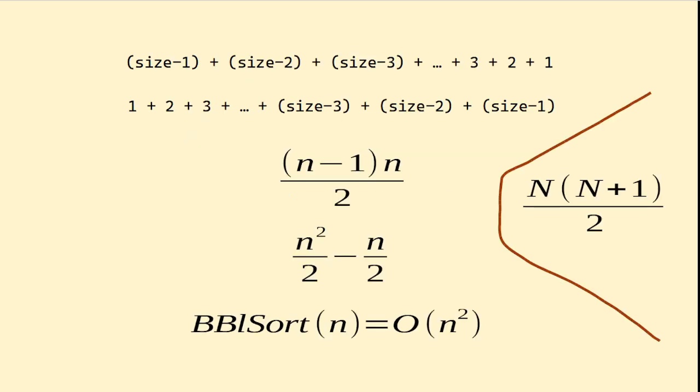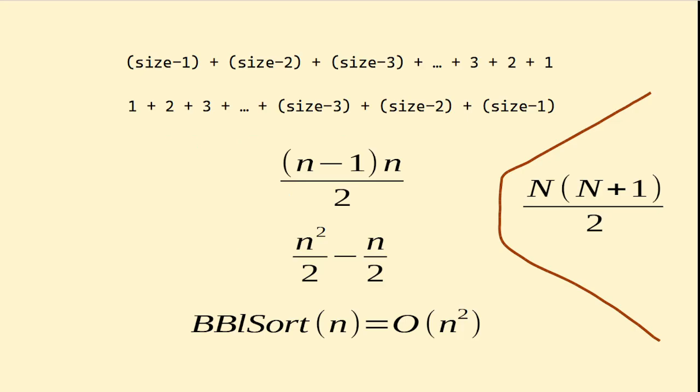So the total cost can be obtained by adding all the computation numbers in all the passes. So size minus 1 plus size minus 2 plus size minus 3 plus dot dot dot plus 3 plus 2 plus 1. This is actually the addition of the integer numbers starting from 1 to the largest number, size minus 1. And we have a formula to compute the summation of this expression, the total sum, which is shown on the right side, n times n plus 1 divided by 2.